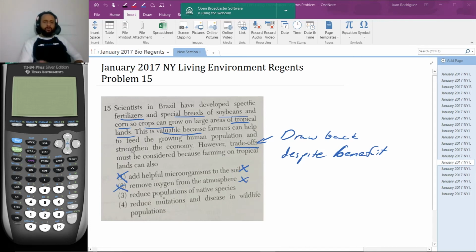The next one is reduce populations of native species. That sounds fairly nice as an answer. After all, you have a crop that takes up space. That space is taken away from another species. So it makes sense to me. The next one, reduce mutations and disease in wildlife population. It's actually no effect. No direct effect on it. So that's not true. So it has to be choice 3.